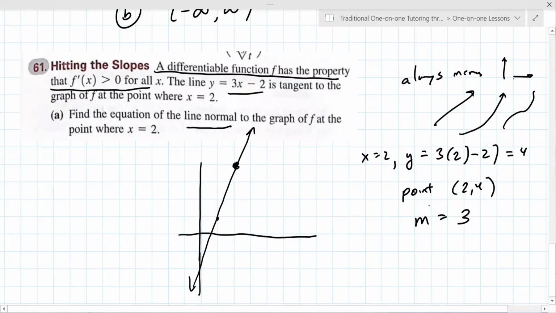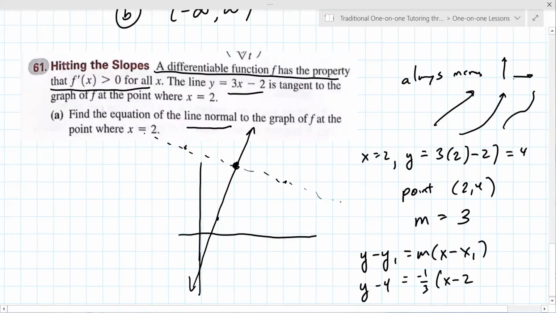So how do you get the normal from this? It's negative 1/3. So the normal has a slope of minus 1/3, and it goes through that point there, y minus 4 equals minus 1/3 times (x minus 2). So it's got this kind of shape to it. That's that line there.